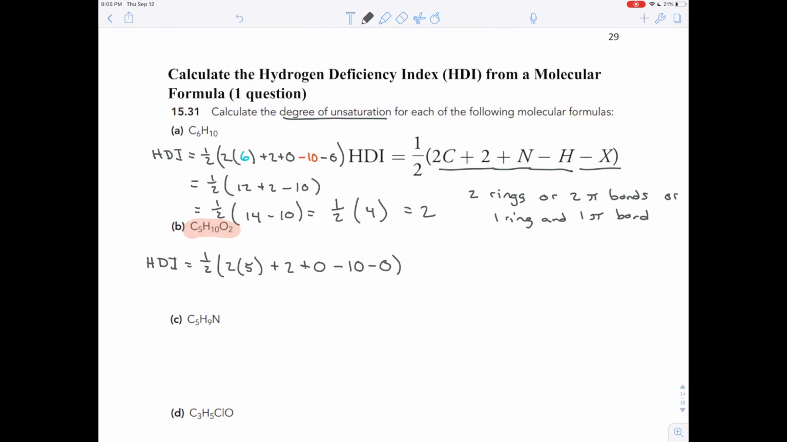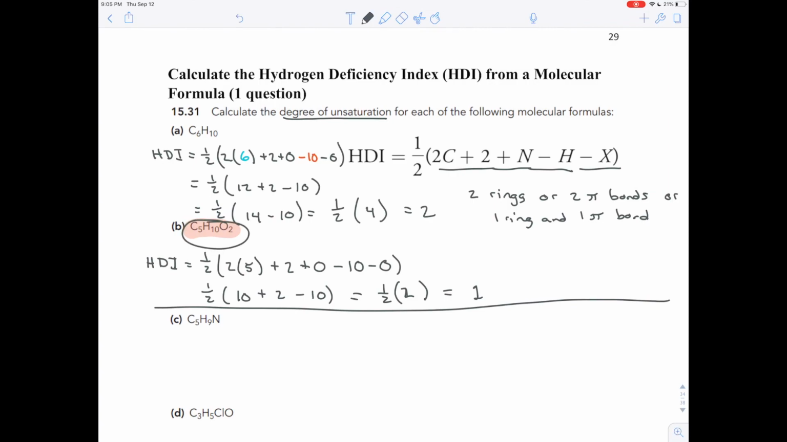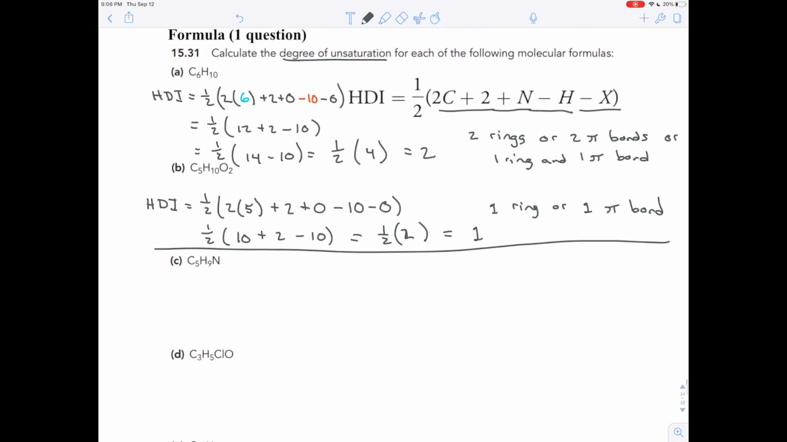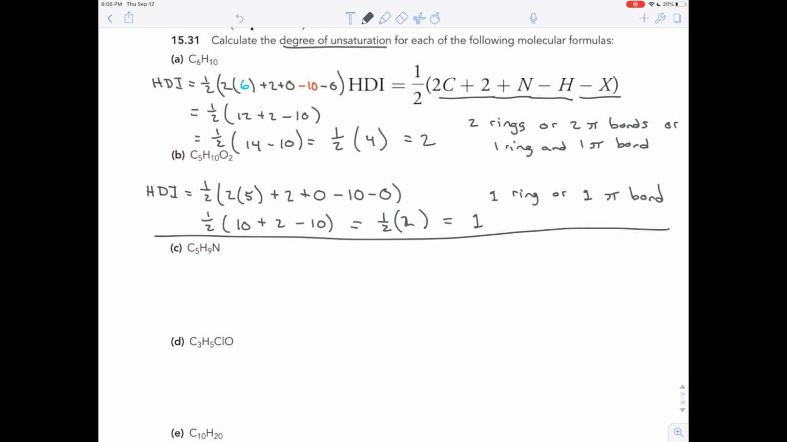So here, the hydrogen deficiency index will be 1/2 times 10 plus 2 minus 10, or 1/2 times 2, or just 1. And what that means is that this molecule has either 1 ring or 1 pi bond. Didn't take us long to figure that out, and it really helps us if we're trying to figure out the shape of that, or even the type of reactions it might be able to form. All right, let's keep going.